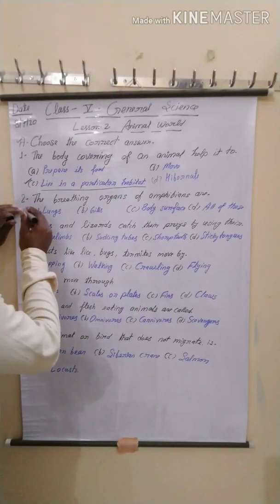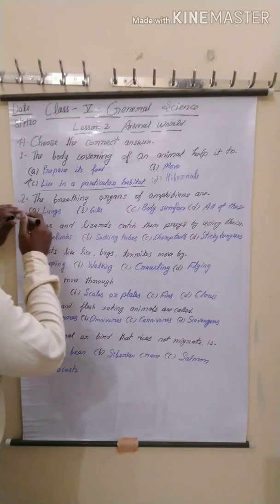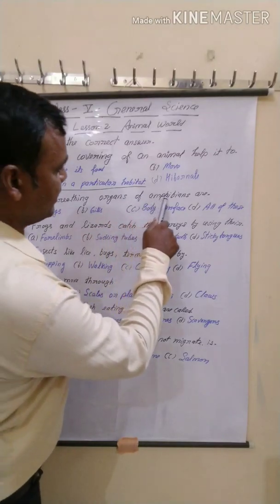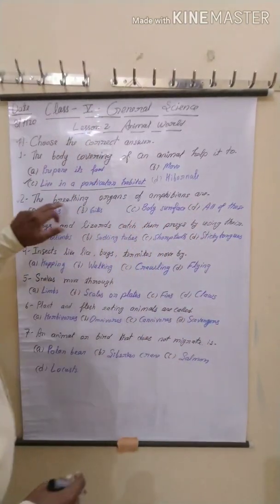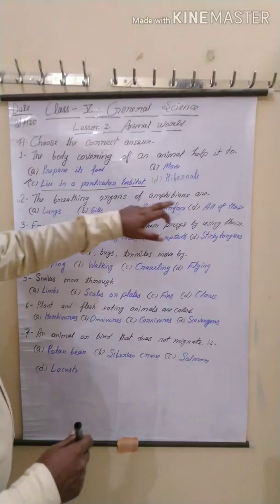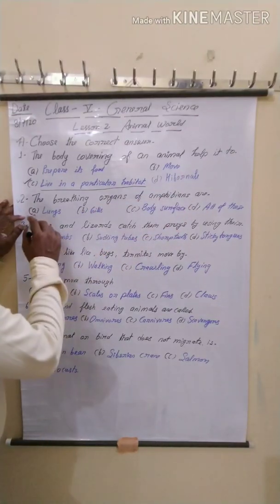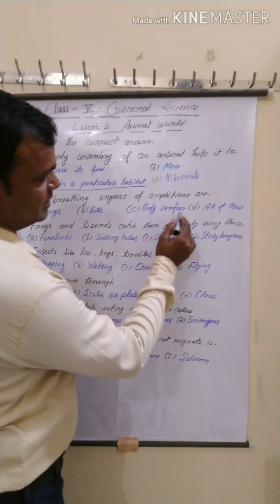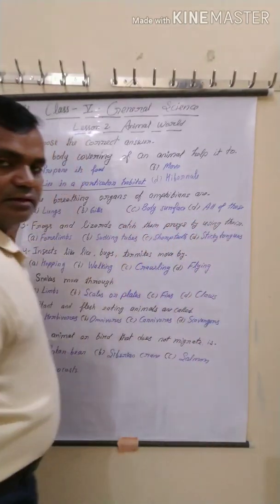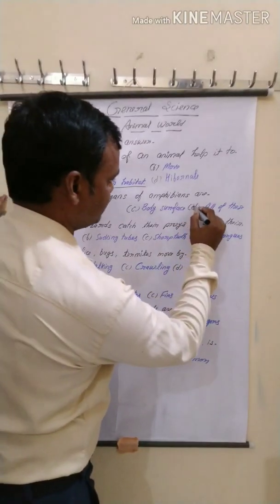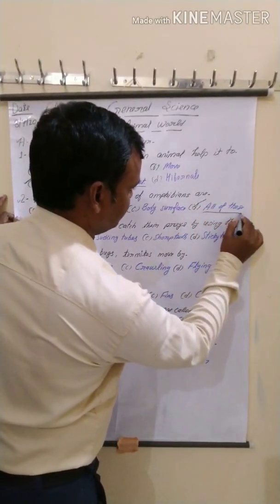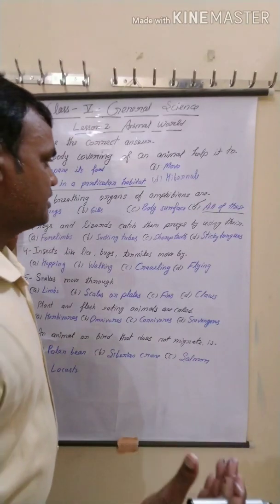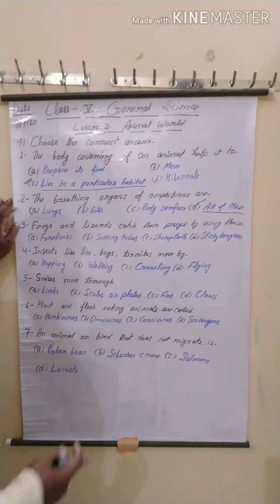Now next, second number, the breathing organs of amphibians are: A, lungs; B, gills; C, body surface; and D, all of these. Yes, the right answer is all of these. Amphibians breathe with the help of lungs, gills, as well as body surface.